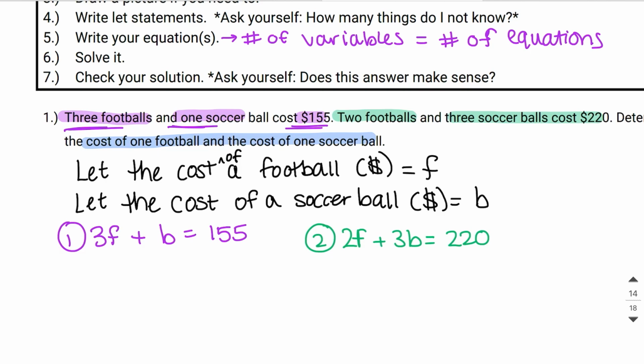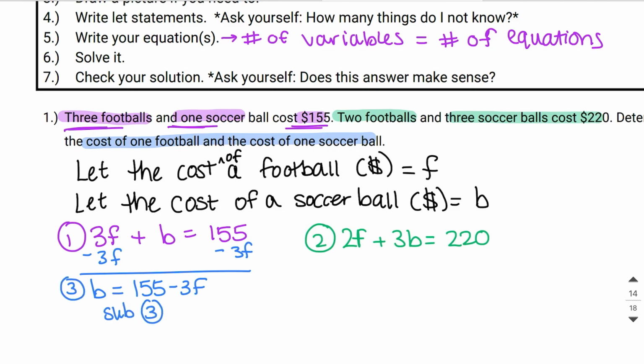Now that I've written my equations and the number of variables truly do match the number of equations, 2 variables, 2 equations, I can solve my system of equations. So now we're on step number 6. So this is a quote-unquote new step, but nothing really new. Remember, to solve a system of equations, you need to isolate a variable, and the easiest variable to isolate is b in this first equation. To isolate this b, I would subtract 3f. So that means I would get b equals 155 minus 3f, which I'm going to call equation 3.